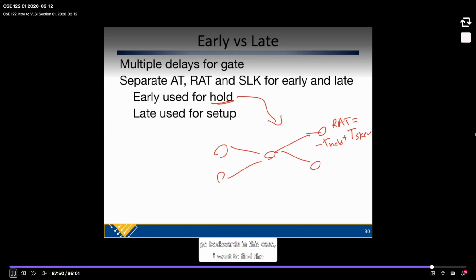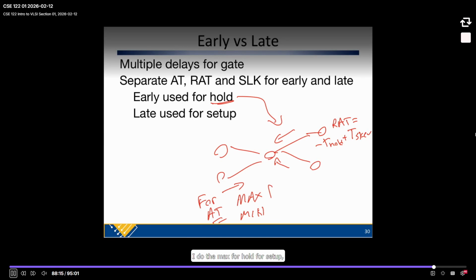And then when I go backwards in this case, I want to find the earliest time for the hold time as well. And when I'm propagating the arrival times this way, instead of doing the maximum, I do the minimum. So I want to do the earliest times for arrival times. So for arrival time, I do the max for setup, and I do the min for hold.